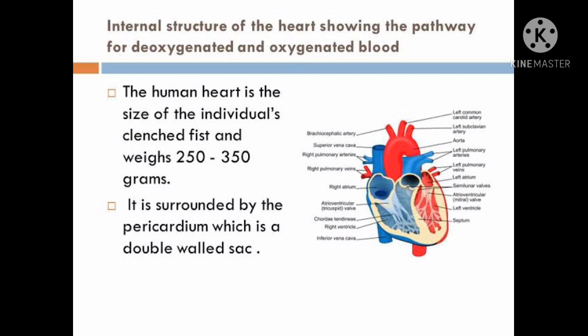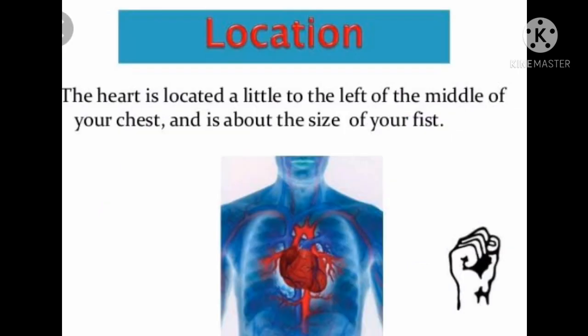Now see the location of heart. The heart is located in our thoracic cavity, which is protected by the rib cage. So the part of the heart will be tilted towards the left side. The size is just like your fist. See, when we close our fingers, whatever the shape will be formed, that is nothing but what? Fist. Okay, so where is it present? The location is in the thoracic cavity, which is located a little to the left of the middle of your chest, and is about the size of your fist.